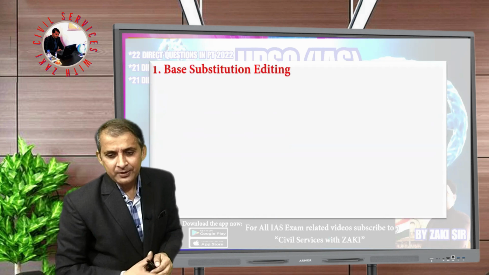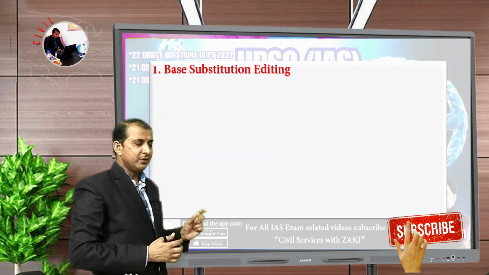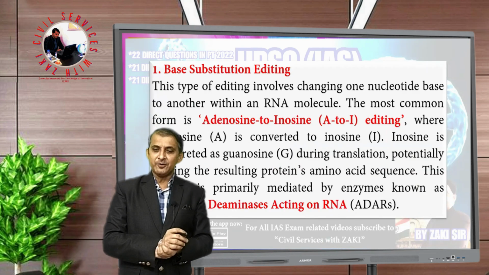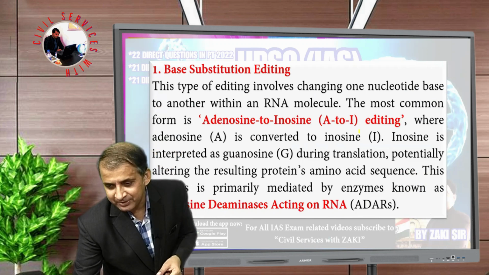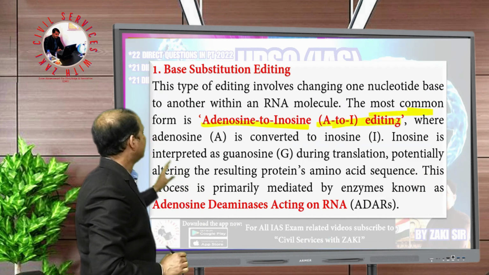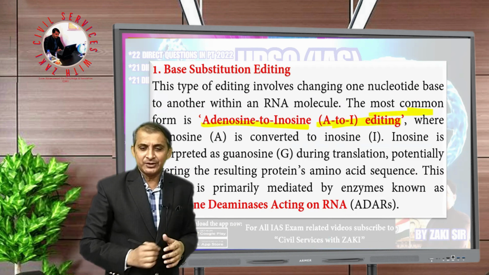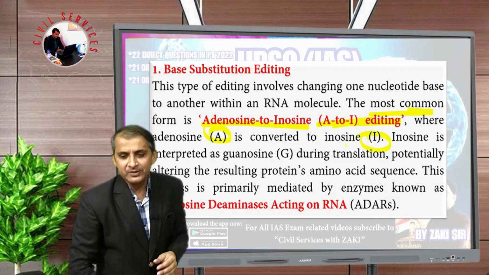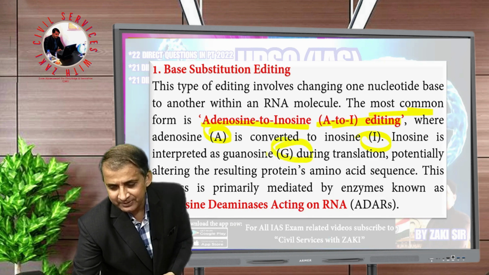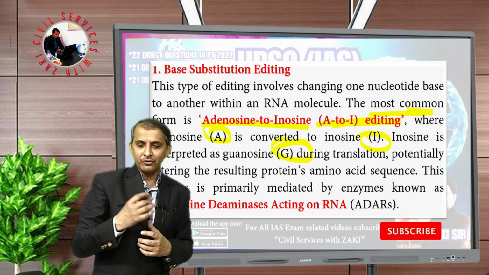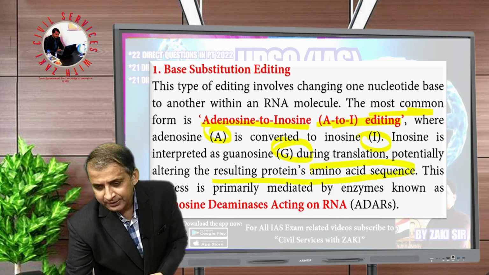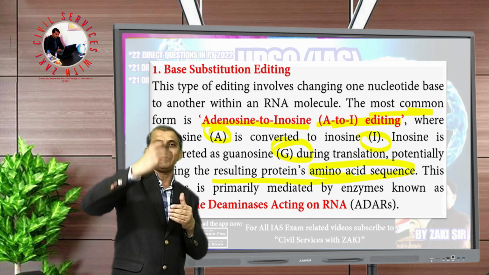First is called base substitution editing. It means you can substitute the base, which involves changing a nucleotide base in an RNA molecule. The most common editing tool is adenosine to inosine, A to I editing, where adenosine is converted into inosine. The inosine is interpreted as guanosine during translation. So basically the messenger RNA translates inosine as guanine, potentially altering the resulting protein's amino acid sequence.